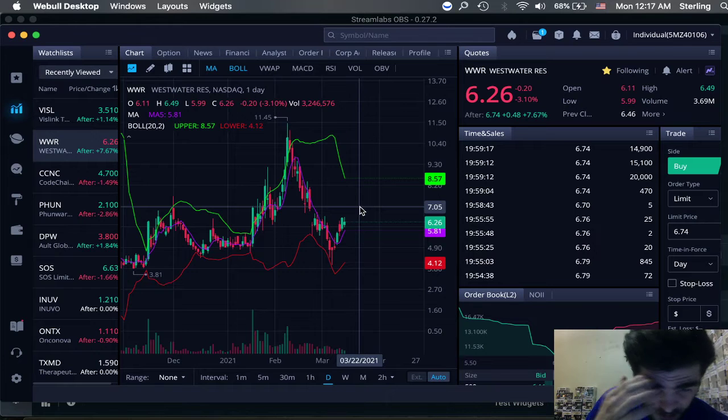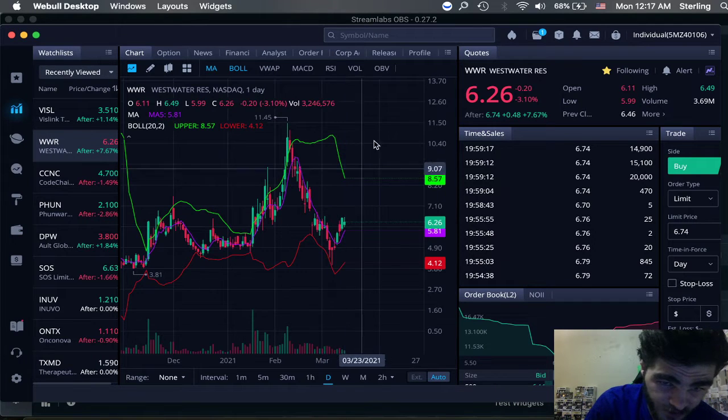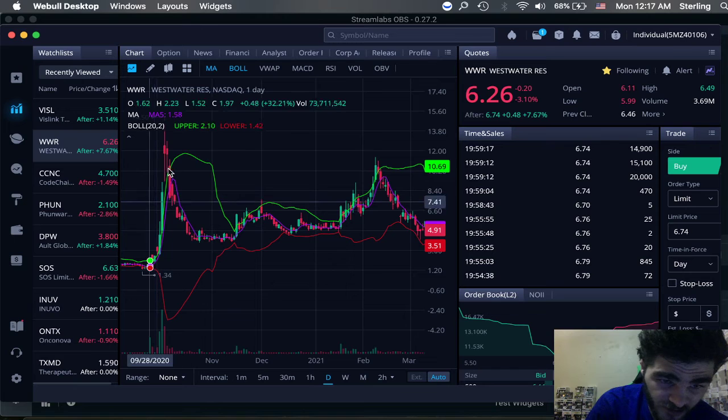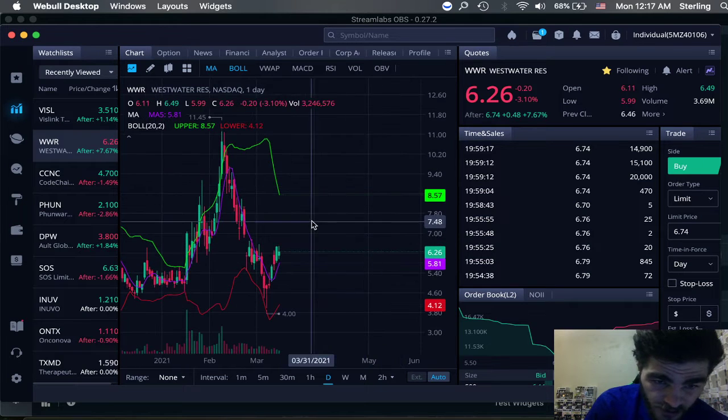But yeah, if we can continue trading above this moving average, I'll look for this next breakout over the Bollinger Band, because we've done it a couple times, and the next one could be the big one, so you never know.